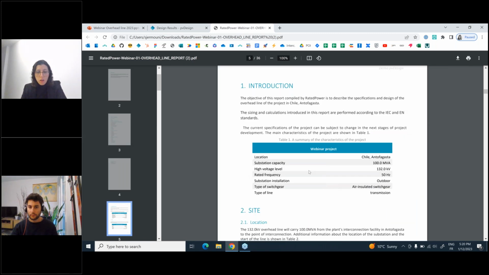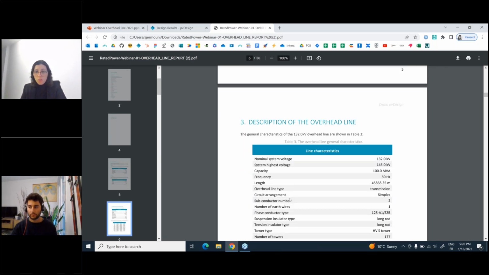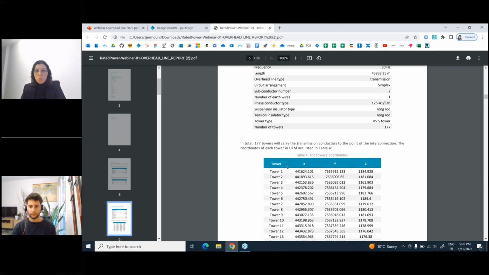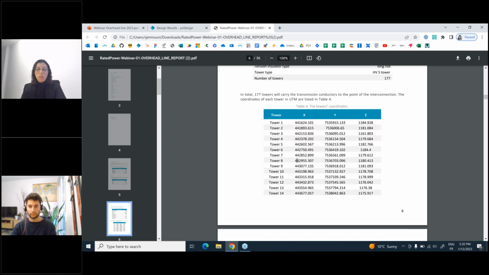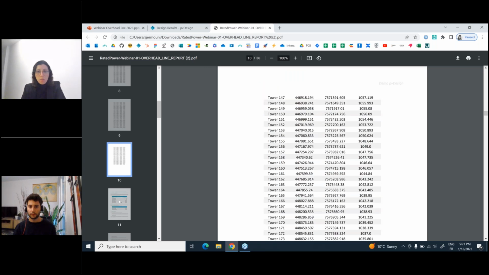So as you can see here, we have some description of the site or where the substation is, and a description of the line. You can see here the circuit arrangement, the number of conductors per phase, the type of the insulator, both suspension and tension insulators. So you find all the details here. Also, you find a long table, depending on the length of your line, that gives the coordinates and the placement of each tower of the line.